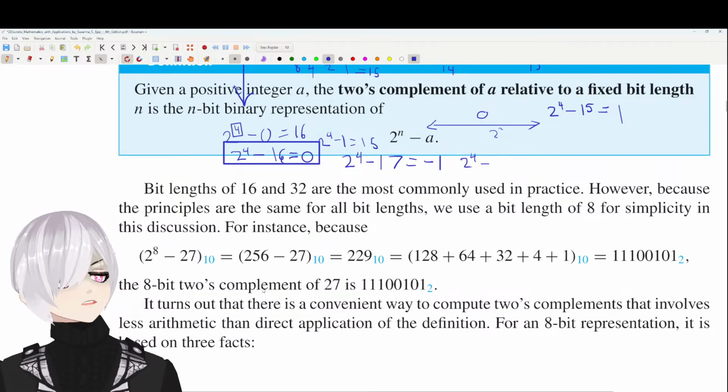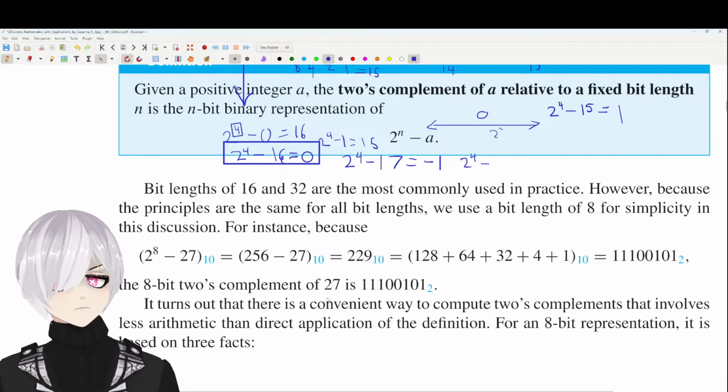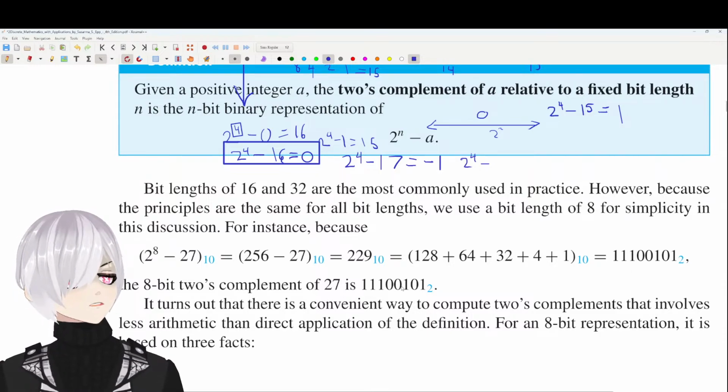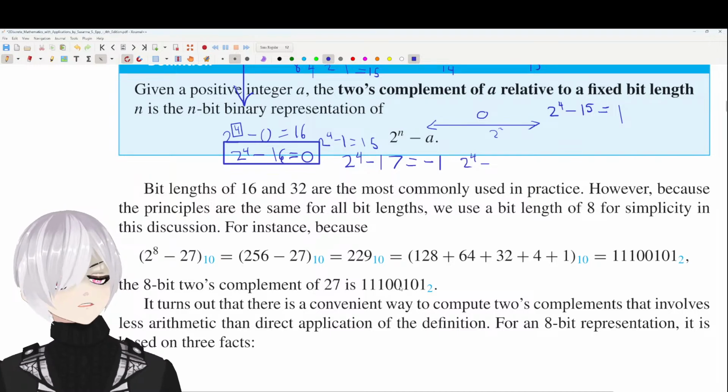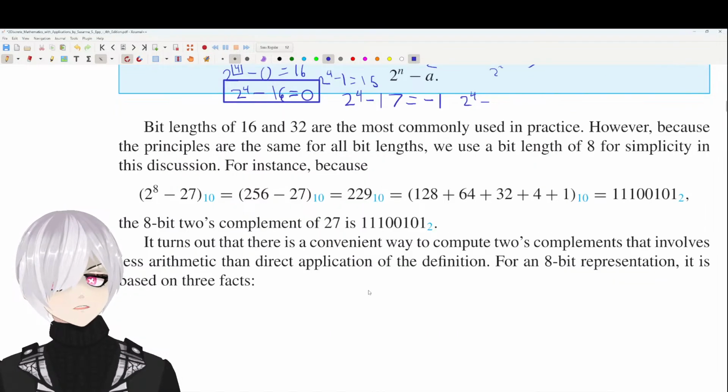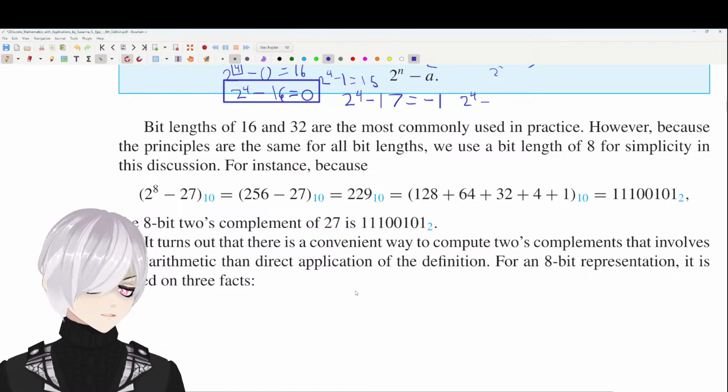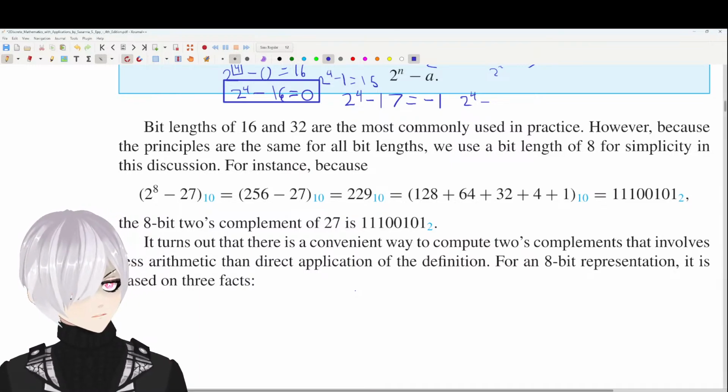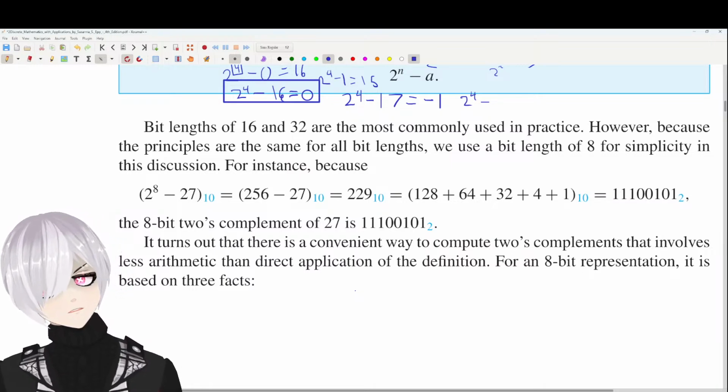Bit lengths of 16 and 32 are the most commonly used in practice. However, because the principles are the same for all bit lengths, we use a bit length of 8 for simplicity in this discussion. The subscript 10 is indicating that those are being written in decimal. And 2 to the 8.